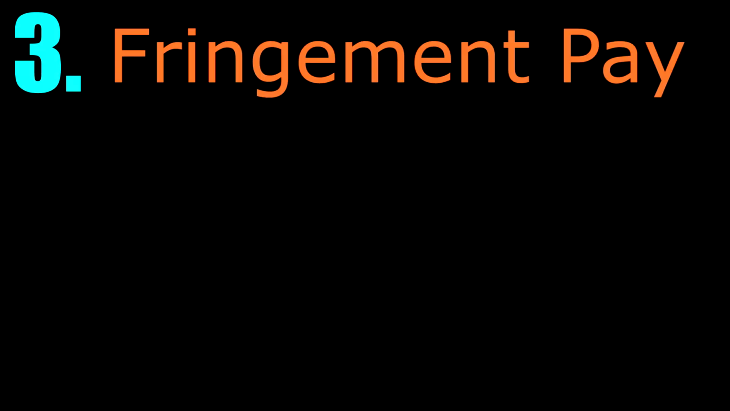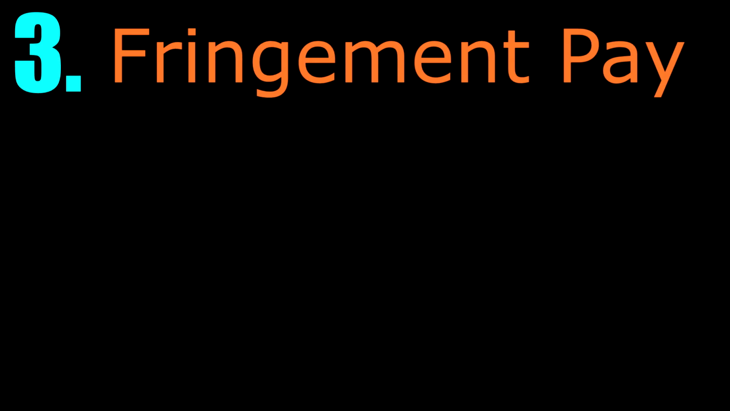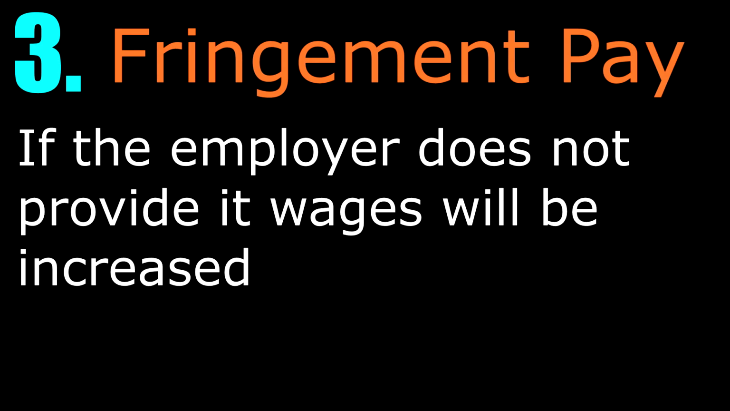Fringe pay is the third factor. Fringe pay is healthcare, etc. If healthcare is included, wages will be lowered because the employers will pay for the healthcare. If the employer does not provide it, the wages will be increased so that employees may have quote-unquote enough to afford healthcare, etc. Job risk and working conditions is the fourth factor.